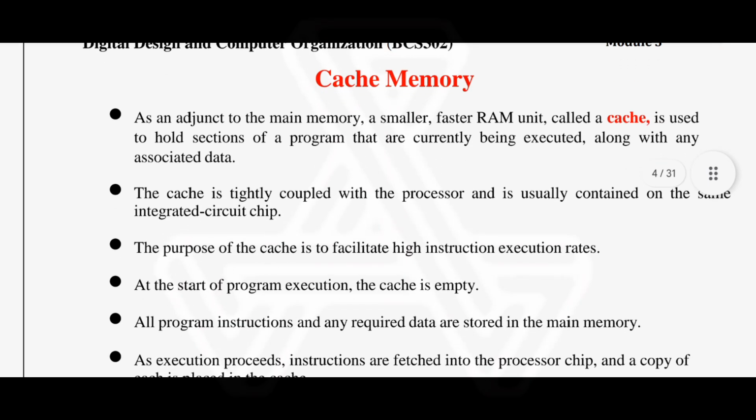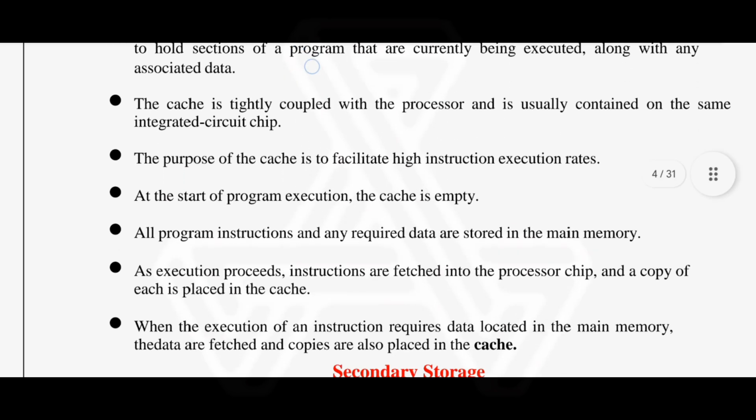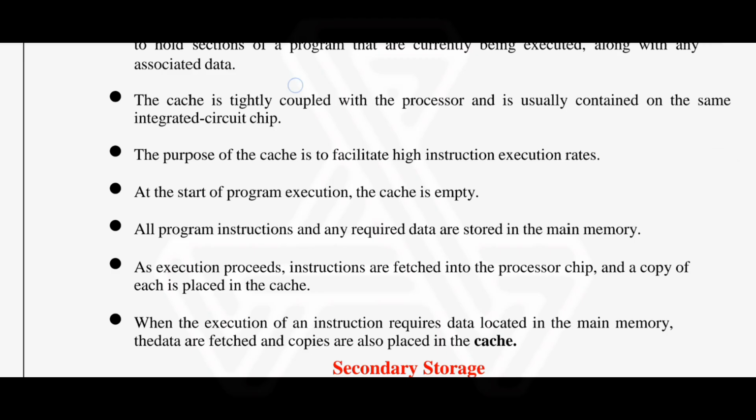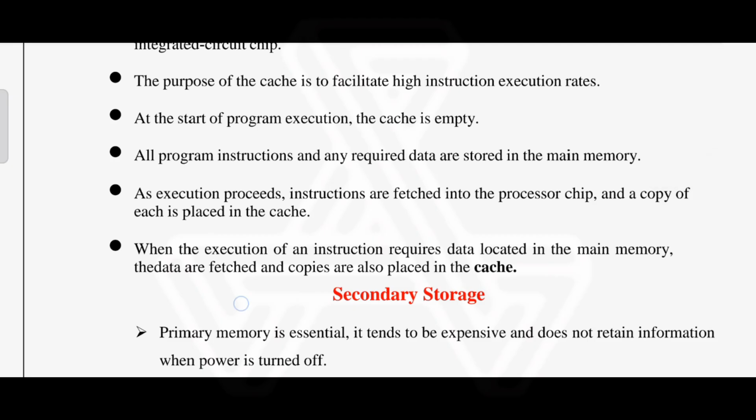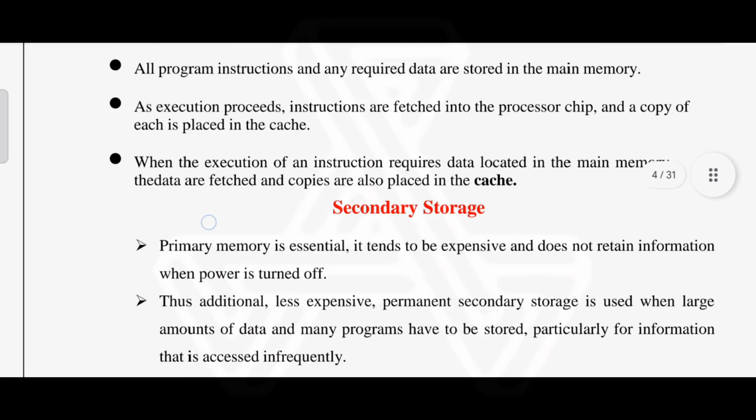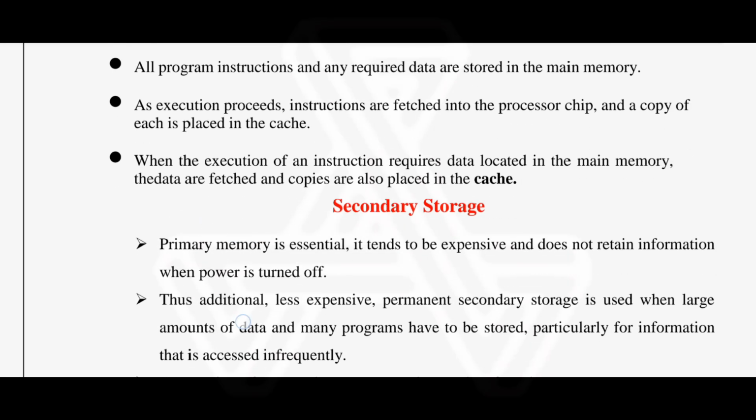Cache memory. Adjacent to the main memory, a smaller, faster RAM unit called a cache is used to hold sections of the program that are currently being executed, along with any associated data. A cache is tightly coupled with the processor and is usually contained on the same integrated circuit chip. The purpose of the cache is to facilitate high instruction execution rates. At the start of program execution, the cache is empty. All program instructions and any required data are stored in the main memory. As execution proceeds, the instructions are fetched into the processor chip, and a copy of each is placed in the cache.